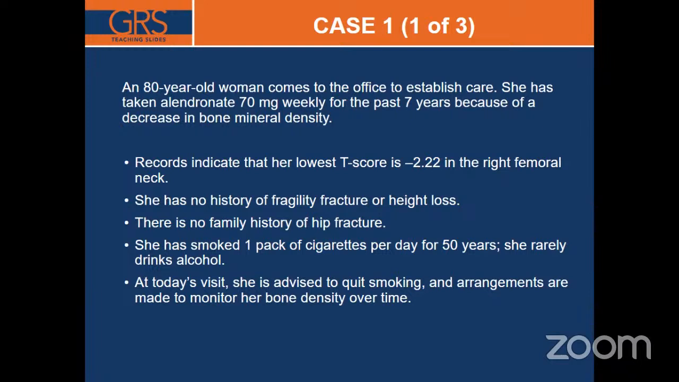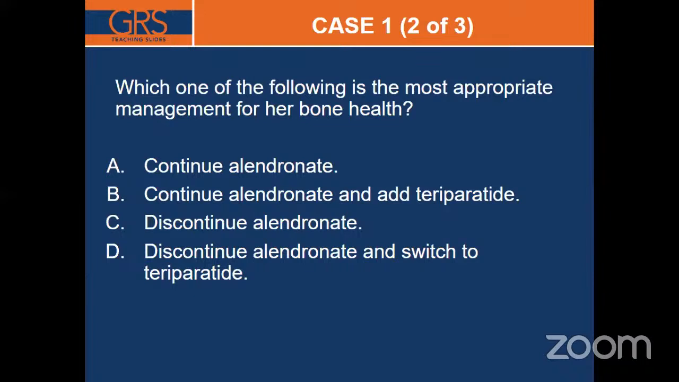Our first case is an 80-year-old woman who comes to the office to establish care. She has taken alendronate 70 milligrams weekly for the past 7 years because of a decrease in bone mineral density. Records indicate that her lowest T-score is negative 2.22 in the right femoral neck. She has no history of fragility fracture or height loss. There is no family history of hip fracture. She has smoked 1 pack of cigarettes per day for 50 years. She rarely drinks alcohol. At today's visit, she is advised to quit smoking and arrangements are made to monitor her bone density over time. Which one of the following is the most appropriate management for her bone health?